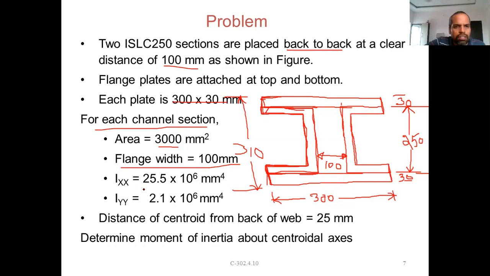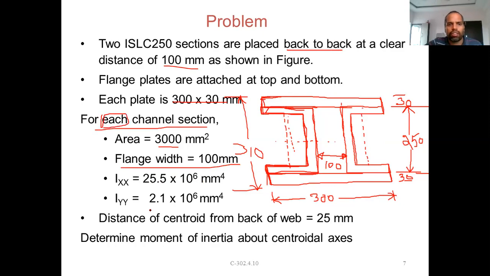Okay. So now Ixx is 25.5 into 10 to the power 6, which is the Ixx of only one I section, only this one, not both. Similarly, for Iy, the centroidal y axis of your channel section lies somewhere here. About this axis the moment of inertia is 22.1 into 10 to the power 6, and similarly, the centroidal y axis lies here. About this axis it is 2.1. This is separate for each.